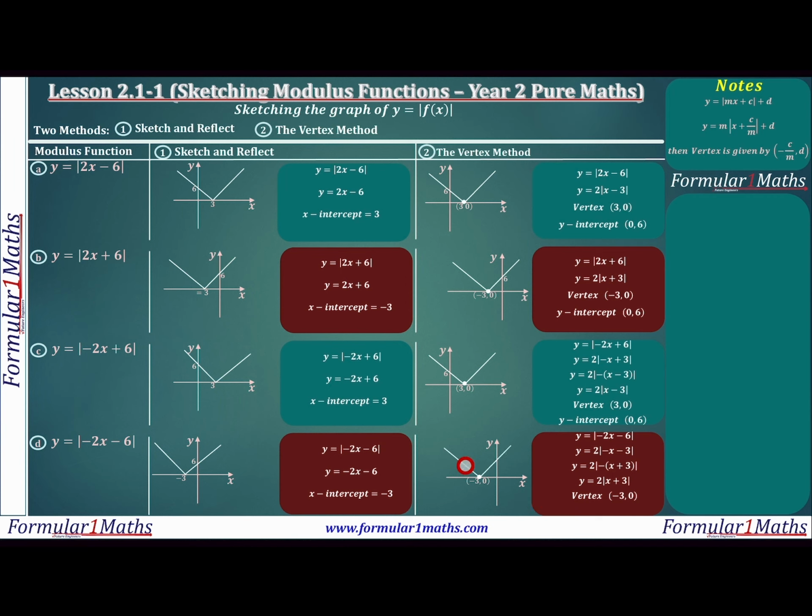But I need to get this point. So this occurs when x is 0. So if I put x equals 0 here, minus 2 times 0 is 0. So what's inside the modulus sign is minus 6. The modulus of minus 6 is 6. That means the y-intercept is (0, 6).